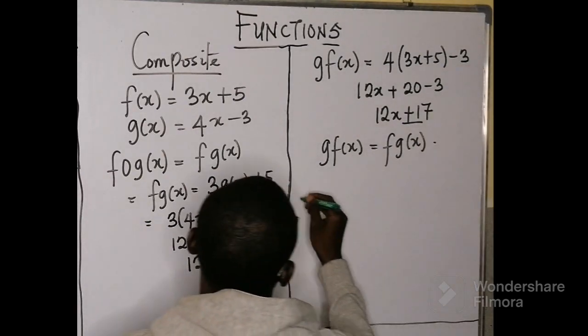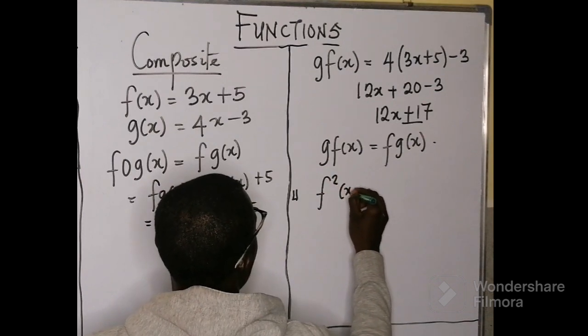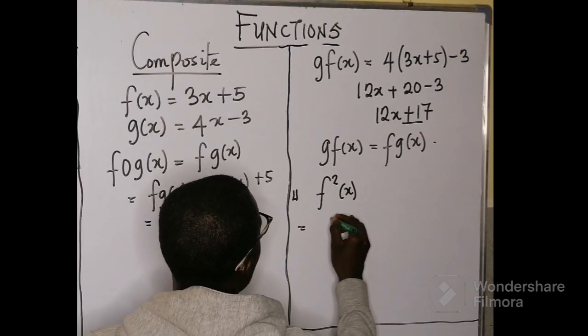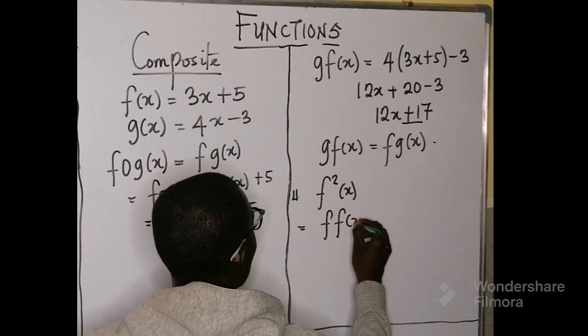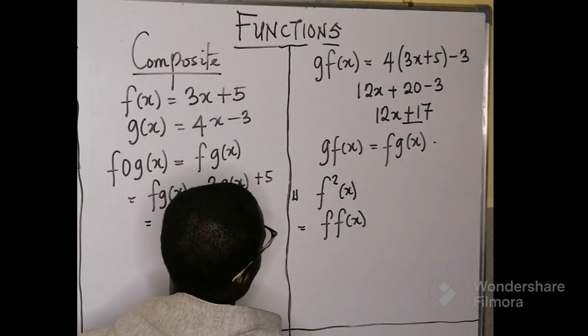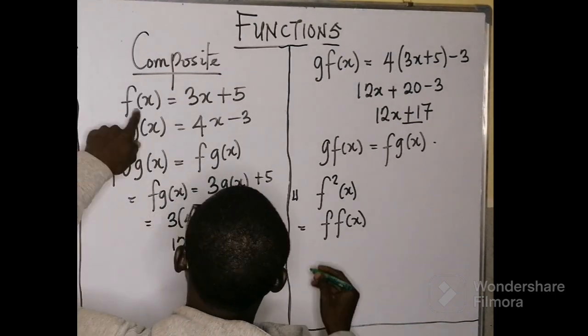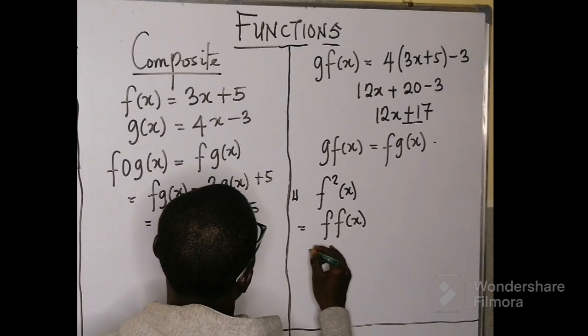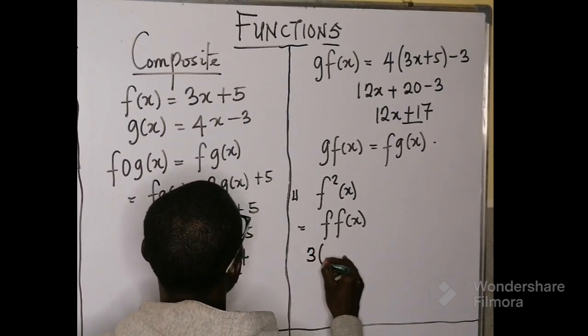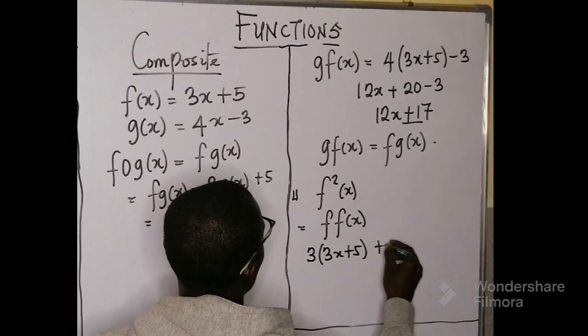Another thing they might ask you is this. They might say you should do f square of x. This f square of x is still the same thing as f of x inside of what? f of x. What it simply means is that whenever you see x under f of x, you replace it with f of x. So this is 3x plus 5, then everything plus 5.